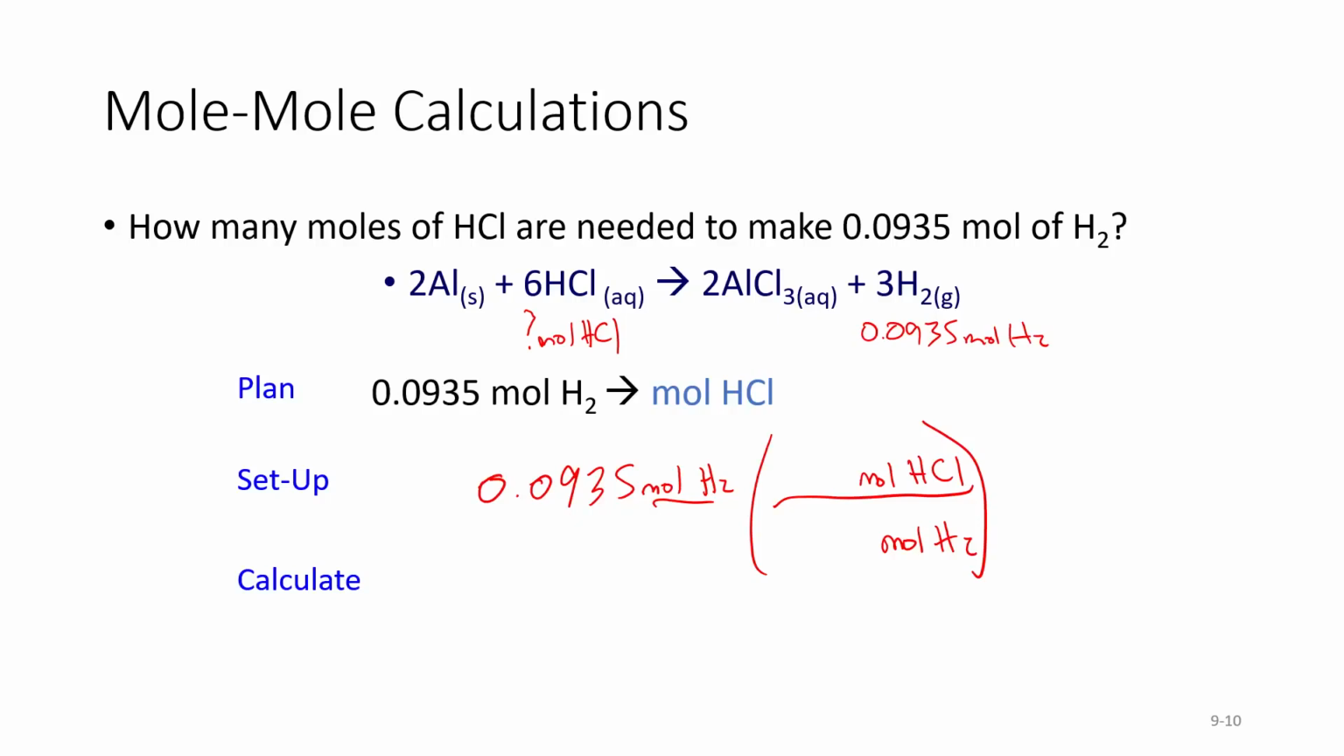And now we have to put the coefficients in. So what's in front of the H2? 3. What's in front of the HCl? 6. So we're going to multiply across the top, divide away the bottom. 0.0935 times 6 equals, and then we're going to divide it by 3. We get 0.187 moles of HCl.